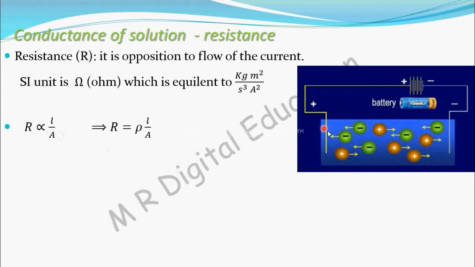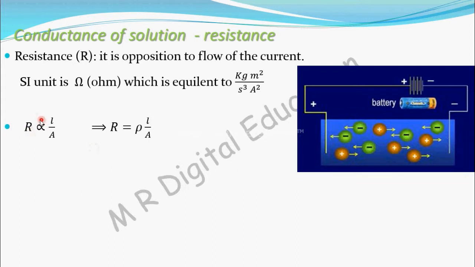See, as the area of cross section decreases, there will be narrow space. Narrow space means more collision will be there. So it is inversely proportional. As area decreases, resistance will increase. As area increases, resistance will decrease. So resistance is directly proportional to distance between electrodes and inversely proportional to cross sectional area.